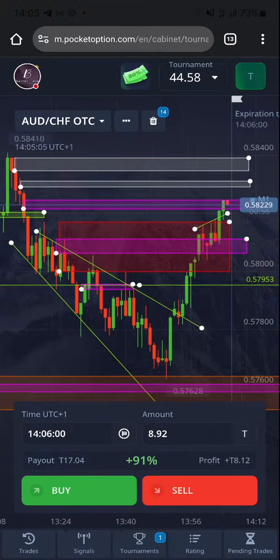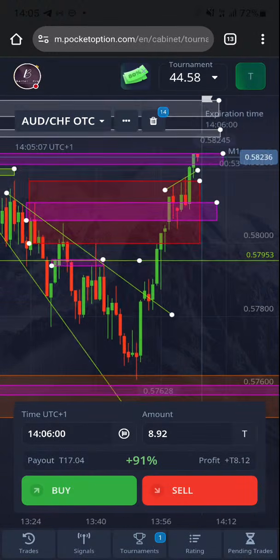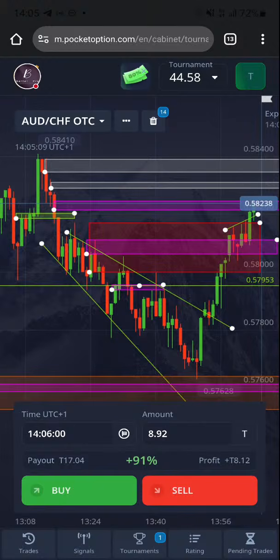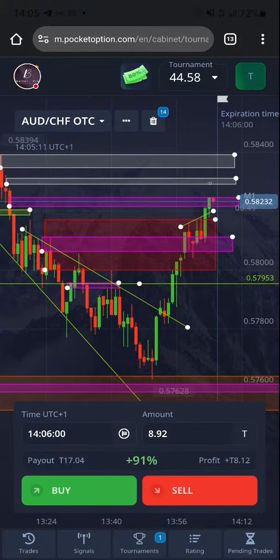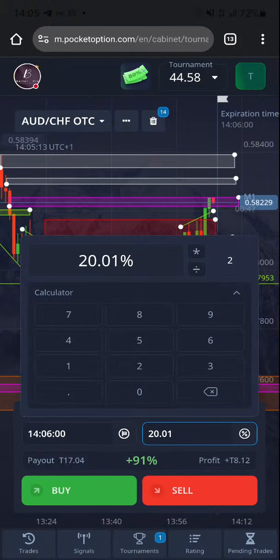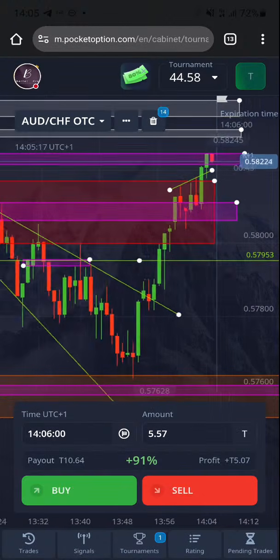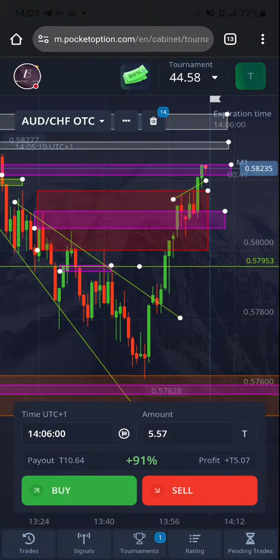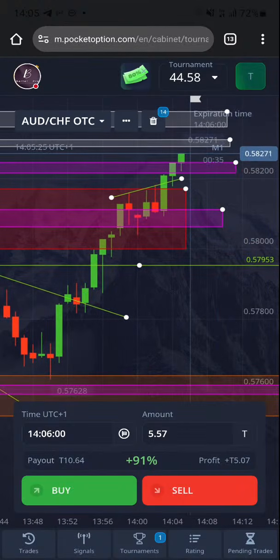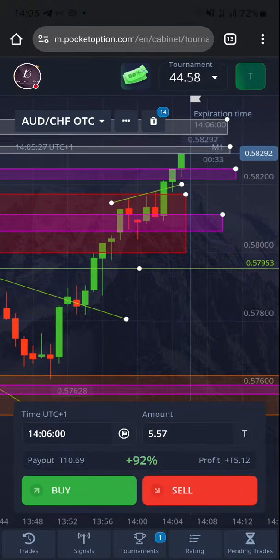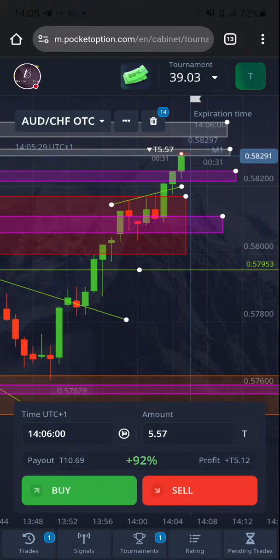These buyers are really overwhelming the sellers. Well, no problem. I'm going to take another trade when we come here. This is a failed entry. I hope this too doesn't fail. So we'll take one more here.